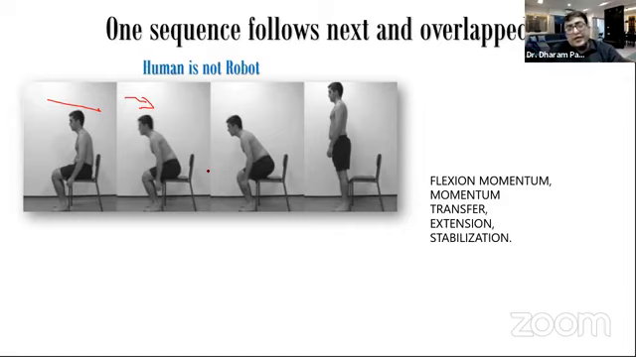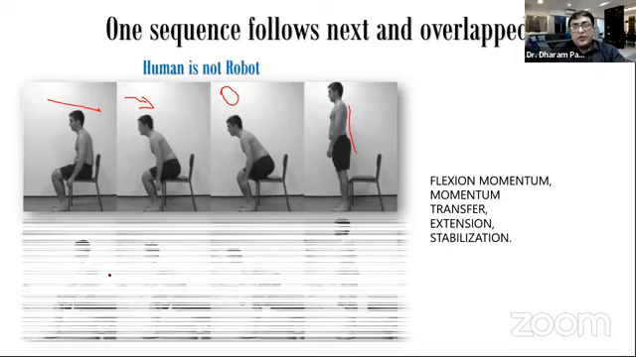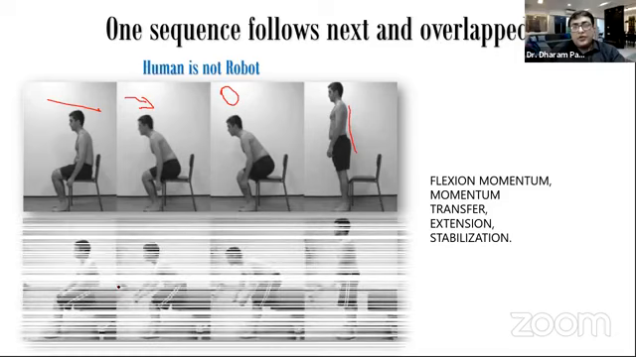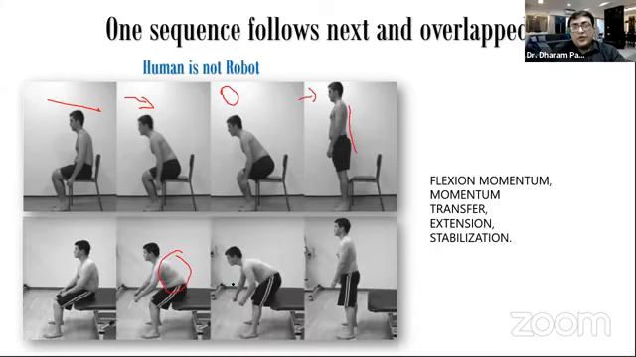This person is sitting here, and in this picture you can see the person is transferring his momentum to get a stand, and here the stabilization is taking place, you can see at this point of time, right? Moving ahead, in this picture, do you see the same movement taking place here? Here something is going wrong: the momentum is not getting transferred, the stabilization is not good. Okay, so this is where the impairment is.